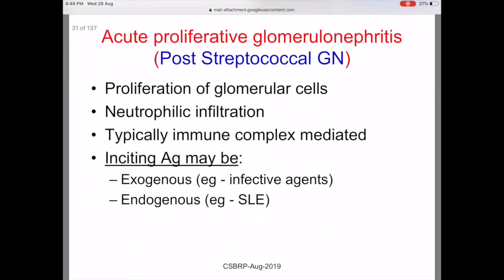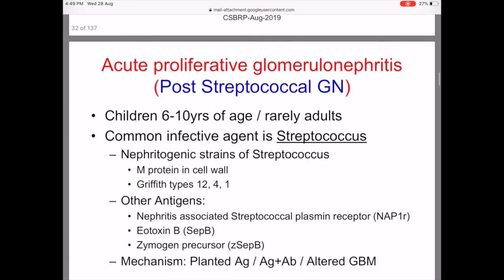Coming to the glomerulonephritis proper, the first one is acute proliferative glomerulonephritis, which was earlier called post-streptococcal glomerulonephritis. Here there is proliferation of glomerular cells, neutrophilic infiltration into the glomeruli, and they are typically immune complex mediated reactions. The inciting antigen is usually an exogenous antigen, which here is probably a streptococcal infection, and sometimes it may be endogenous, as in the case of secondary glomerulonephritis seen in SLE, or systemic lupus erythematosus.